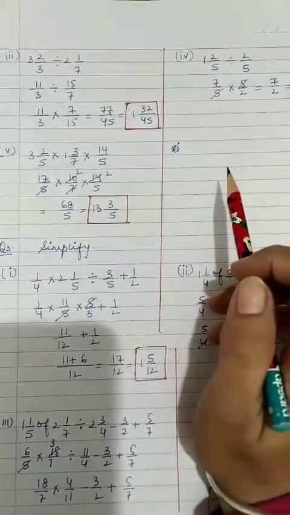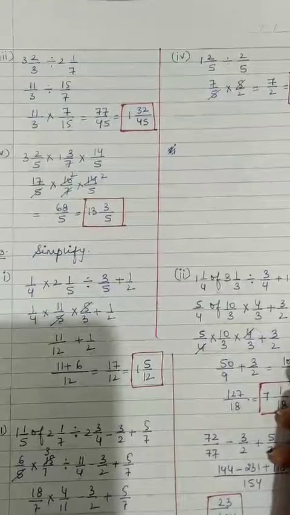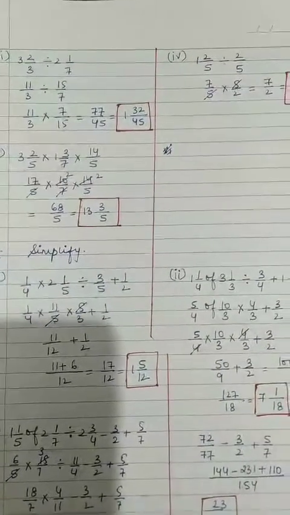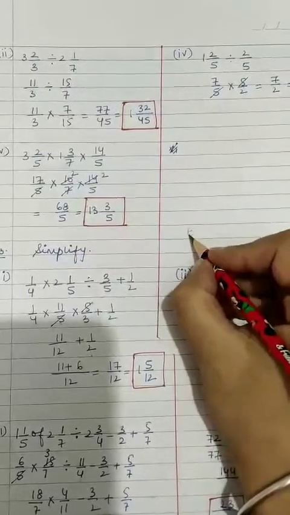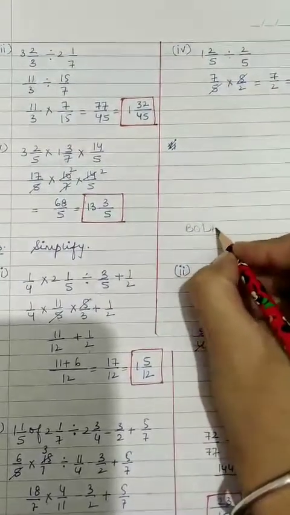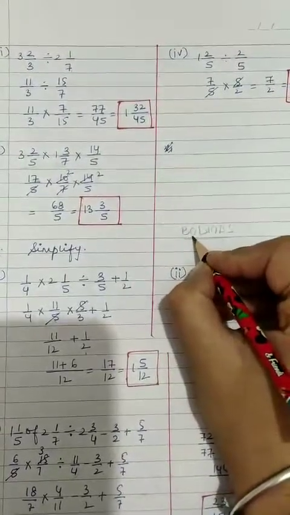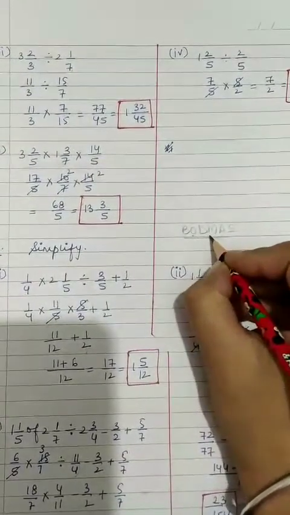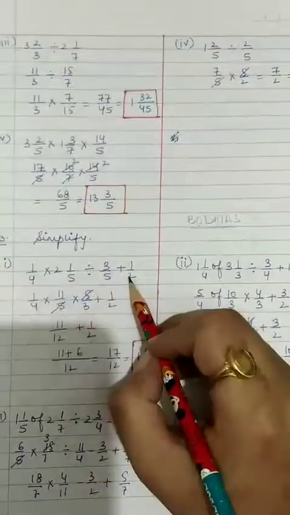Question third is simplify, in which you will get the signs of multiplication, division, addition or subtraction, and then you have to simplify. Whenever we are simplifying, children, always keep one thing in your mind, that is BODMAS. BODMAS means first of all we have to remove the bracket, then of, then division, then multiplication, addition and subtraction. So this is the question given to you.